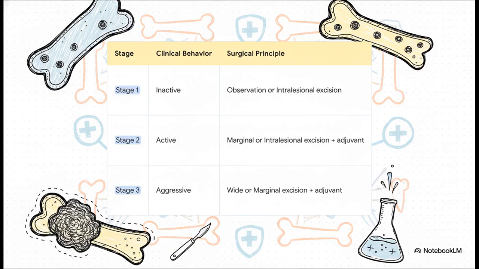Now, when we get to stage 2, the active lesion, we need to be a bit more thorough. We might do a marginal excision, or if we scoop it out, we'll use an adjuvant, that's something like phenol or liquid nitrogen, to kill any leftover cells. And for those stage 3 aggressive lesions, we have to get a clean margin. That means a marginal or even a wide excision to make sure it doesn't come back.